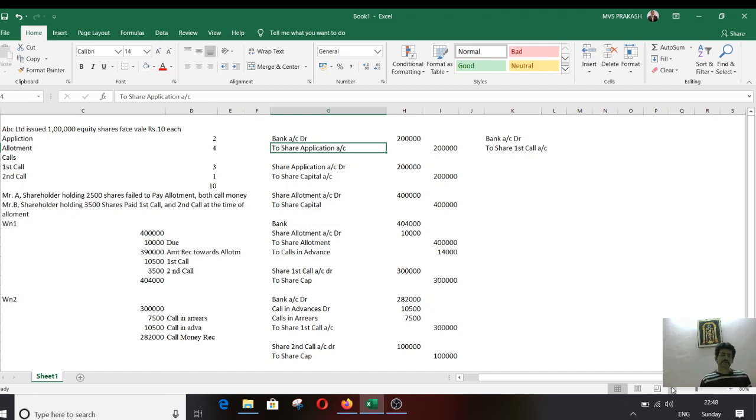Then we'll try to discuss share forfeiture. What is the meaning of share forfeiture? What is the meaning of reissue? With that, I can say the theoretical part of issue of shares is done. Then we can start working with your problems.